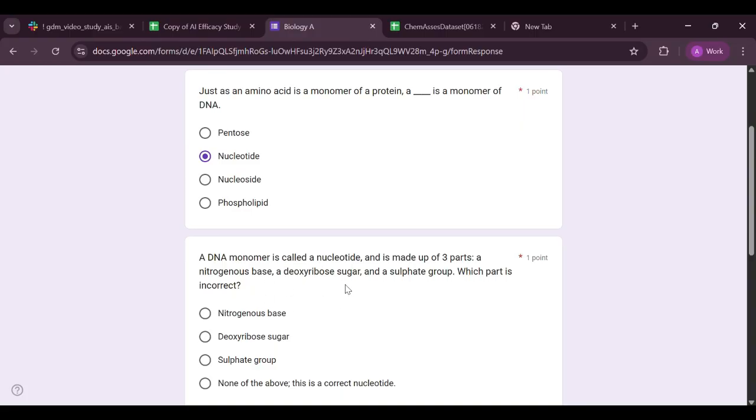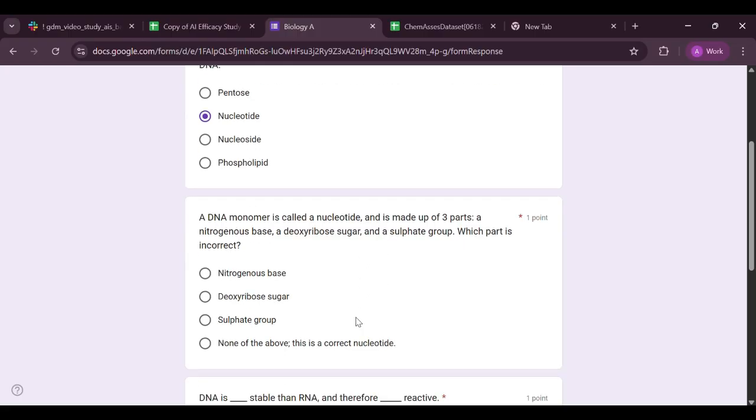So we can say that the DNA monomer is called a nucleotide and is made of three parts: a nitrogenous base, a deoxyribose sugar, and a sulfate group. So the incorrect part is this sulfate group, as it is the phosphate group that is present in the DNA molecule.